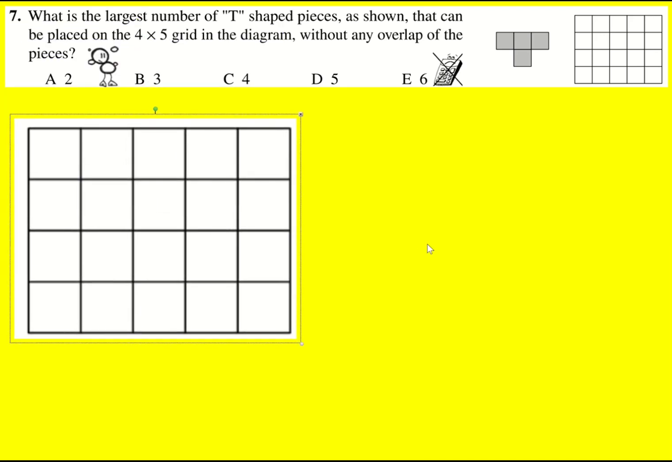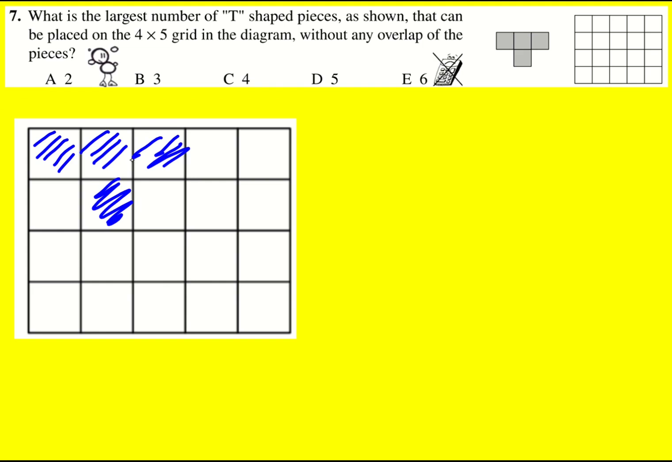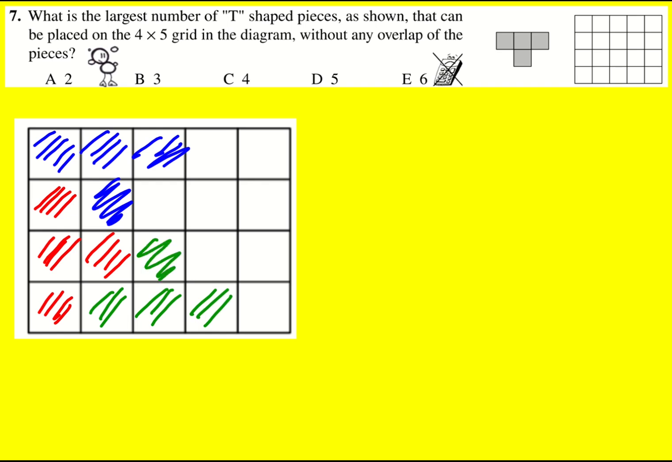I think the way to do this question is just to try and fit as many of these T-shaped shapes in, basically. So let's just give it a go. There's one. Because we're trying to fit as many in, it makes sense to put another one right next to it. And then we could put one down here. And then maybe one here.